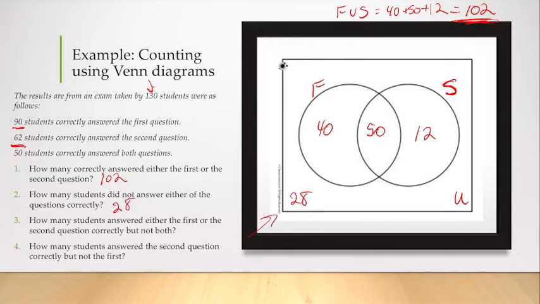How many students answered either the first or the second question correctly, but not both? So that question's saying how many answered the first question correctly or the second question correctly, but not both. So it's just going to be 40 plus 12, which is 52. And how many students answered the second question correctly, but not the first? Well, that's going to be those here, not in the both. That would be 12.